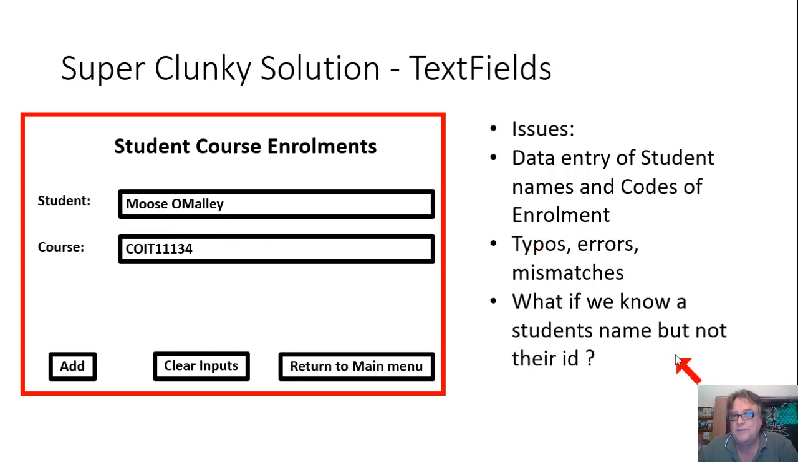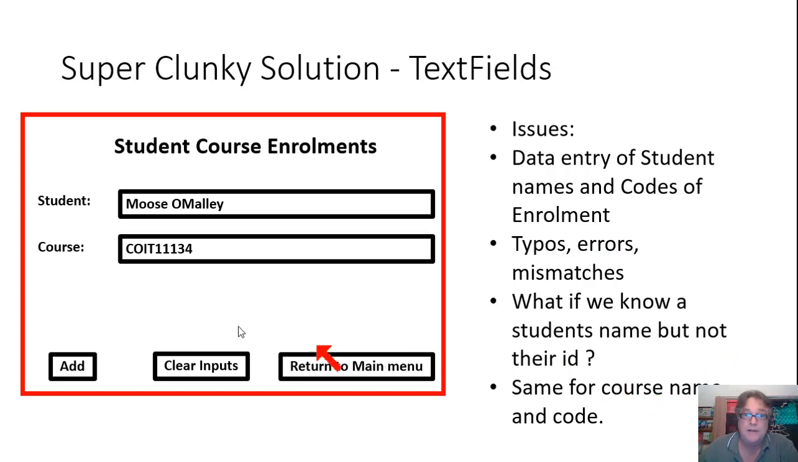What if we know a student's name but not their ID? And same for the course code. What if we know their course code but not the name? Or the course name but not the code? Then the user might have to leave this screen, go somewhere else, look up the course code for the course name, and come back again, and hopefully the student's still on the phone ready to enroll.